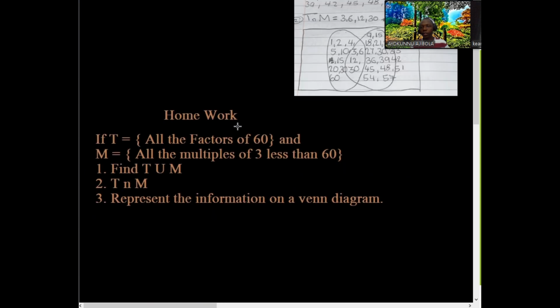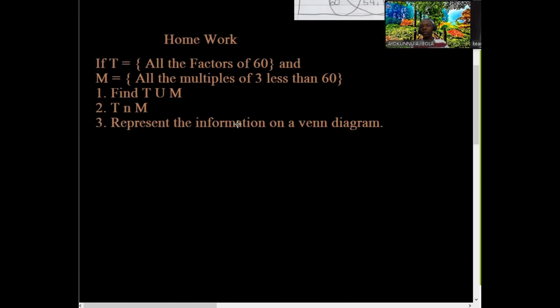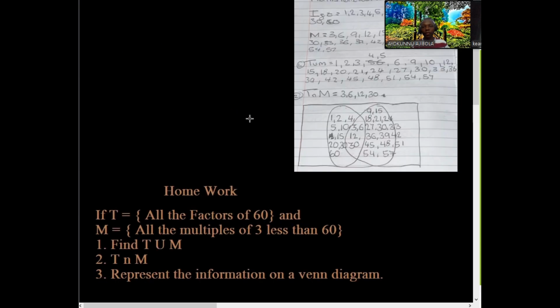Okay, so you were given a question on sets: if set T equals all the factors of 60 and set M equals all the multiples of 3 less than 60, you're to find T union M and T intersection M, and also represent the information on the Venn diagram. With this, let me check what you've done.